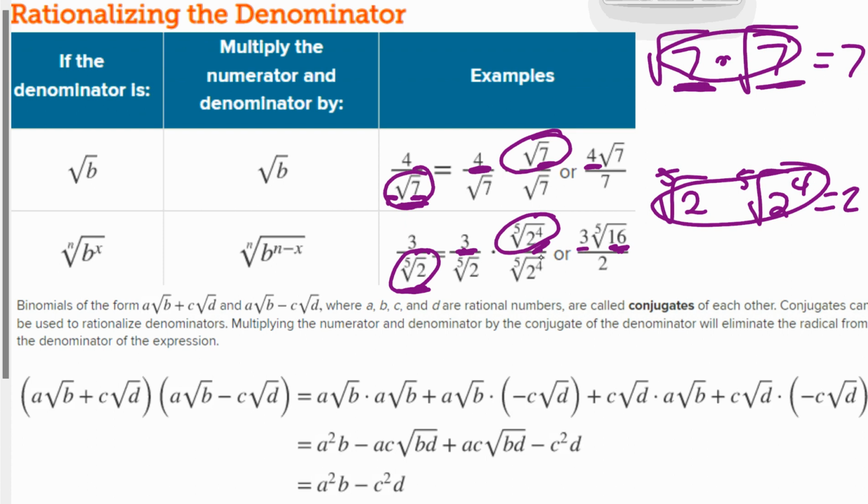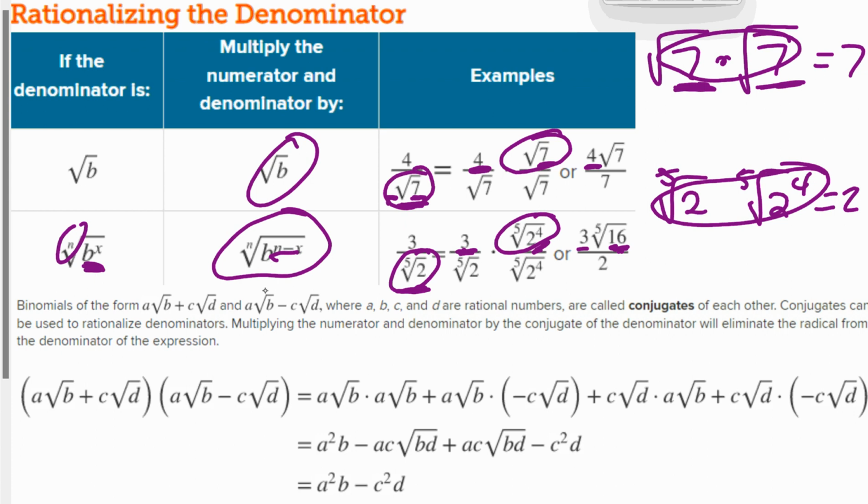So that's what you do when you have a square root or really any n-th root. Whatever number is being raised to the power, you need at least n amount of them. And that's what this says here, n minus x. That's how many more I need.